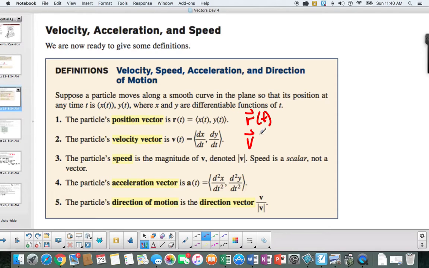Velocity vector will tell us the rate of change at that particular point. Speed is going to be the magnitude, and it's a scalar quantity. So that's where we find the hypotenuse of the right triangle. Acceleration vector will be the derivative of the first derivative here, and direction of motion will be the velocity vector divided by the magnitude, and this is going to be a vector itself. It's going to give us an idea of what direction the vector is moving at a particular position.